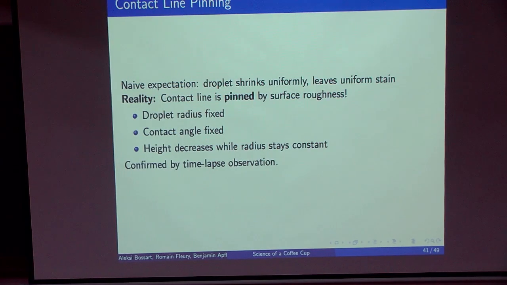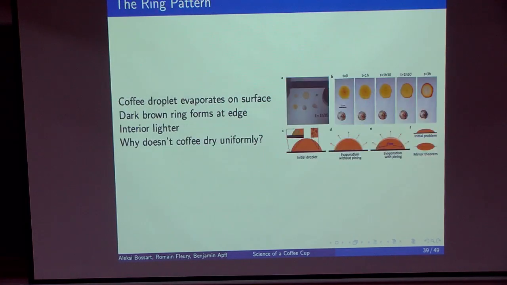Reality: the contact line is pinned by the surface roughness. Droplet radius is fixed, contact angle is fixed, height decreases but radius stays constant. Please note the time lapse. In this case, we can see the radius is not shrinking at any point. The height of the droplet decreases. And secondly, if you look at this, evaporation is not happening at all ends. This angle remains constant in coffee's case, if you take a look from the side.